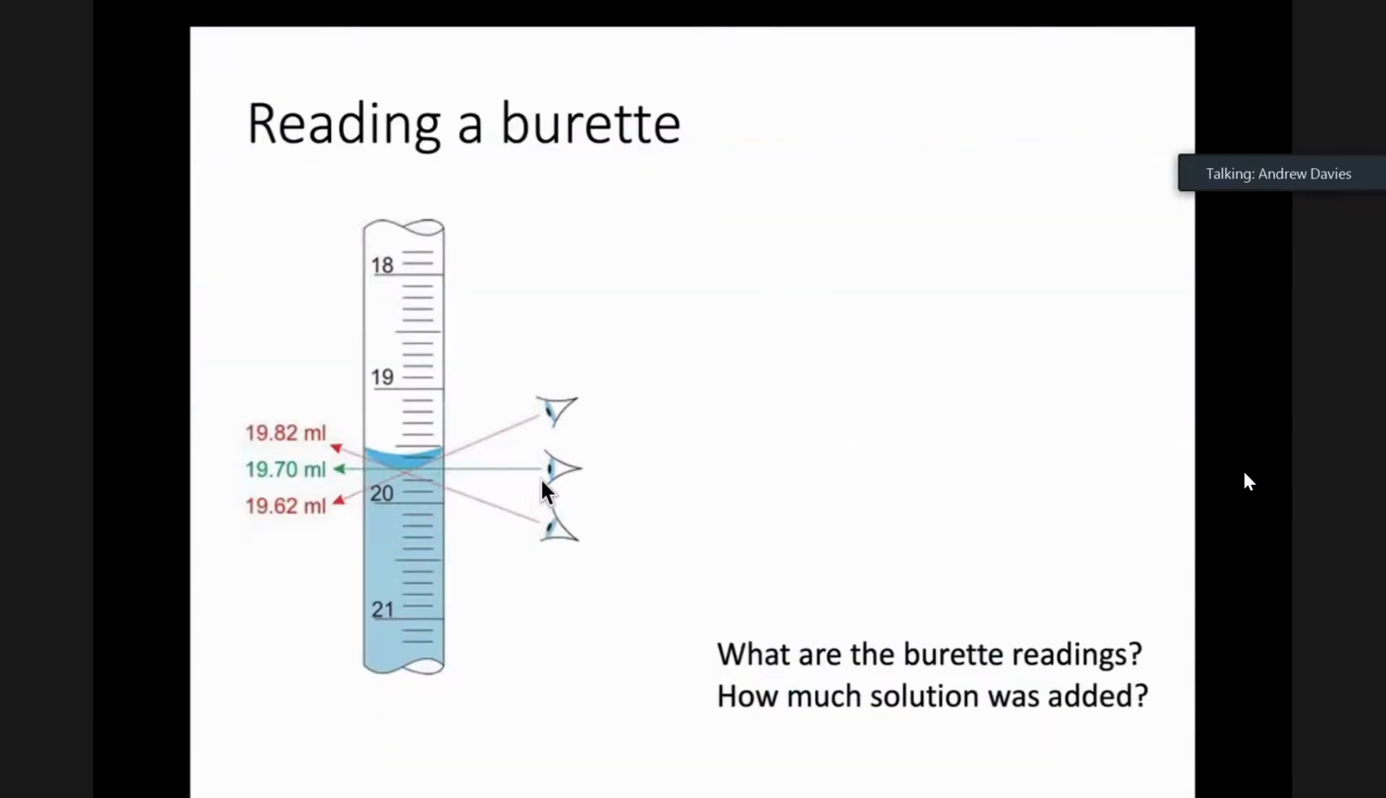Reminder about reading burettes. It needs to be at eye level because you can see how your reading will be different in each case. In this case, it's 19.70, not 6 or 8.0.